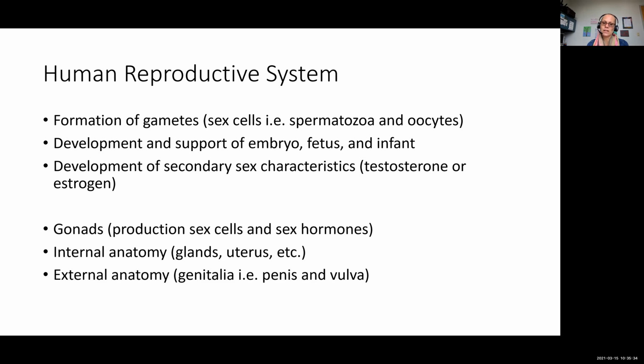And then there's a collection of internal anatomy as well. So we'll see lots of different types of glands that are associated with the reproductive system. The uterus would be involved here as an internal anatomical structure. And then we have, of course, the external genitalia or external anatomy, and this would include either the penis or the vulva.